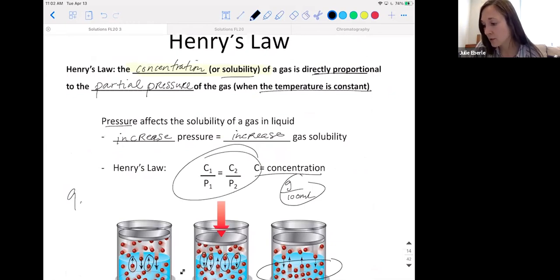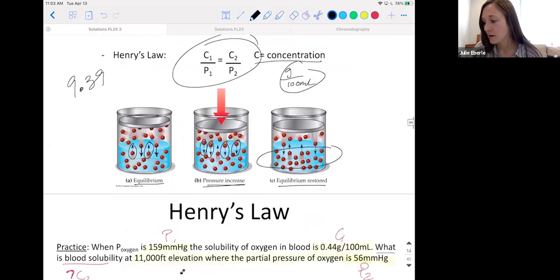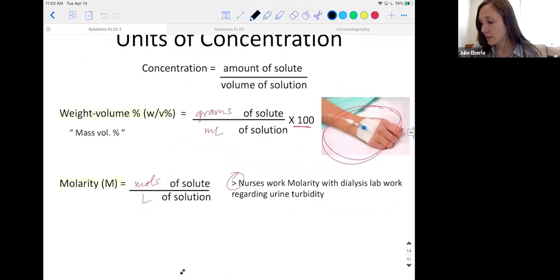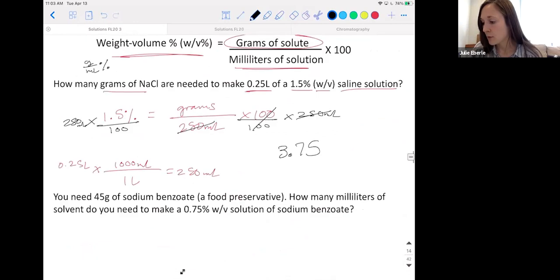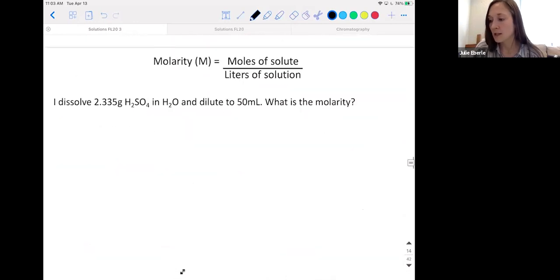I think this is 9.39 on your homework. In fact, I know it is. That is a Henry's Law problem. Okay, reach out to me if you have questions on that one. Anyways, we did all that, and then we worked a lot of problems. So that's where we ended, and we're going to work one more problem because we did not do one yet with molarity, and then we're going to move on to the next topic in chapter 9.